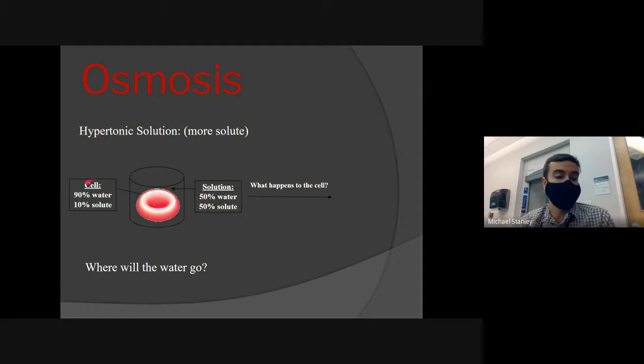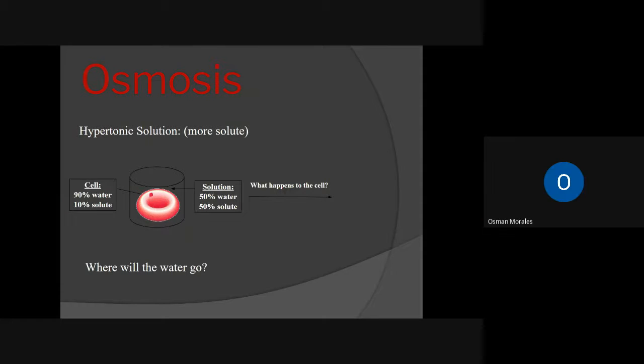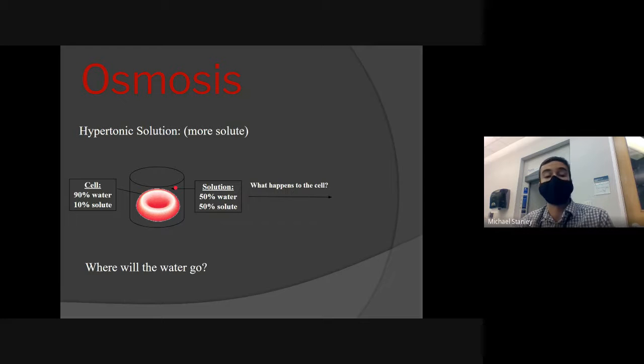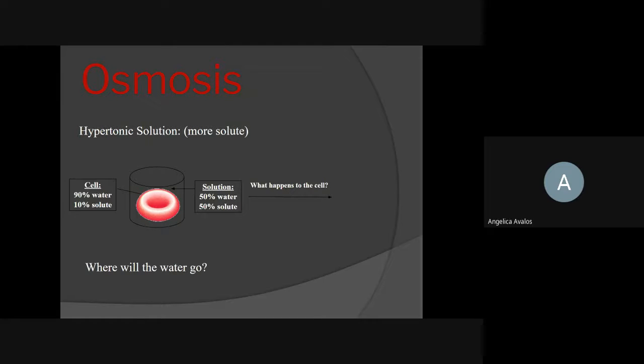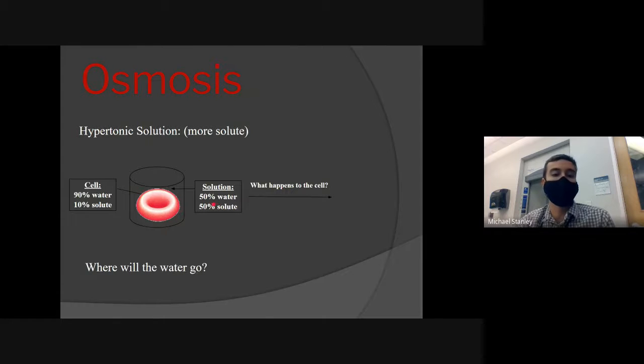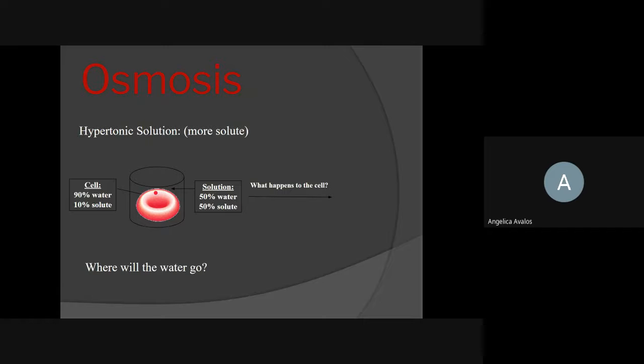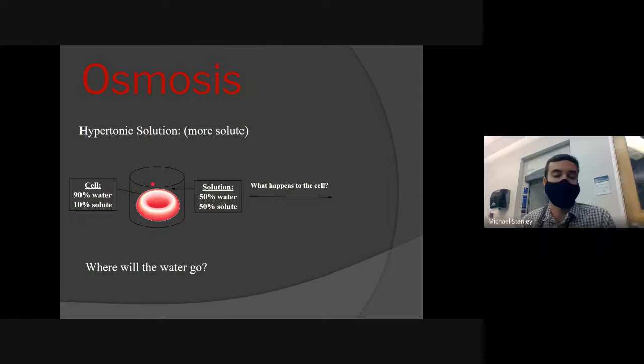So if we have 90% water in the cell, and we have 50% water outside the cell, is the water overall going to move into the cell, or is the water going to move out of the cell? Into the cell. So the water is going to go from the 50% solution to the 90% cell. No, wait. It should be 90% to the 50. Hey, there you go. Okay.